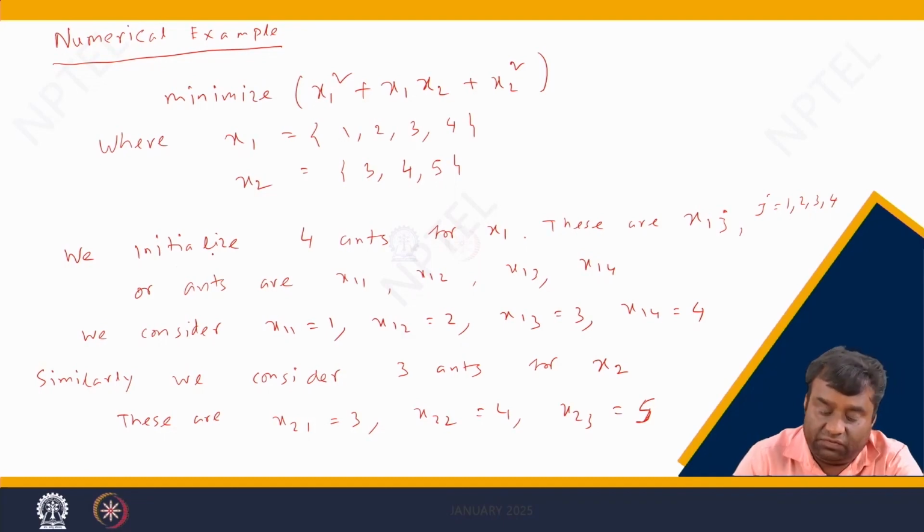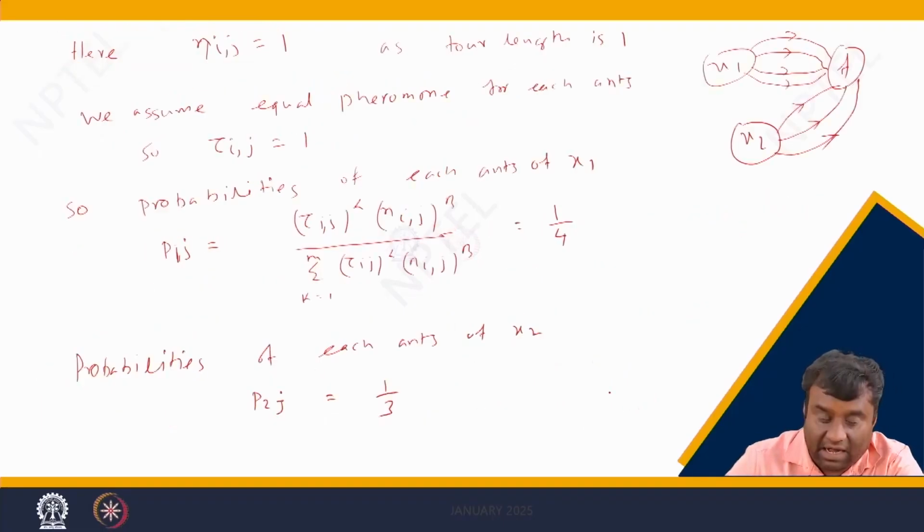So we initialize four ants for x1. These are x1j, j is 1 2 3 4, I mean x11, x12, x13, x14. We consider x11 equal to 1, x13 equal to 3, x14 equal to 4. Similarly, consider 3 ants for x2. So x21 equal to 3, x22 is 4, x23 is 5. So we have initialized the ants.